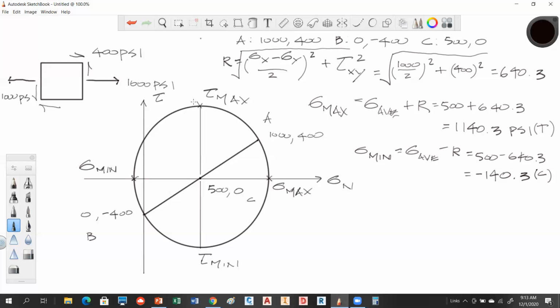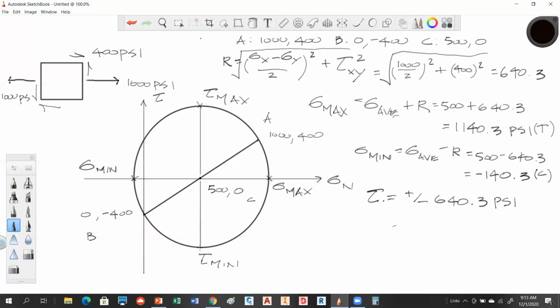So the maximum amounts of shear are just equal to the radius. So this is just going to be equal to plus or minus 640.3 psi. Maximum occurs here, minimum occurs here. They're always going to be the same, and they're always going to be equal to the radius. All right. Any questions on that?